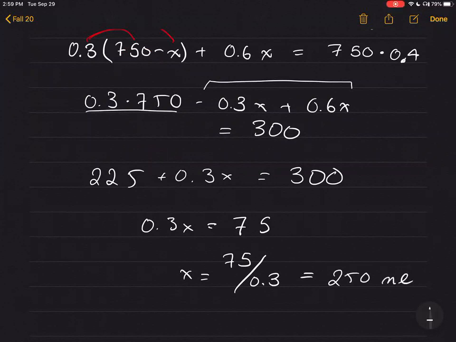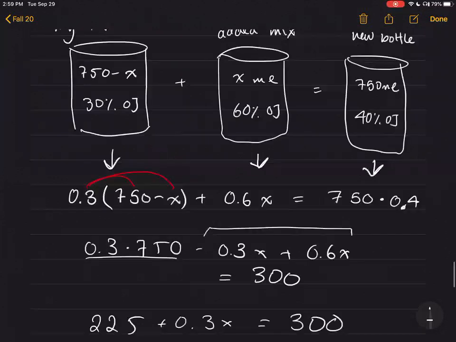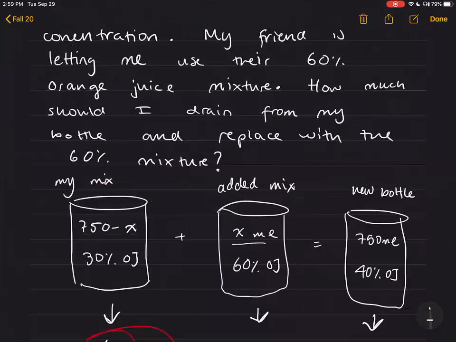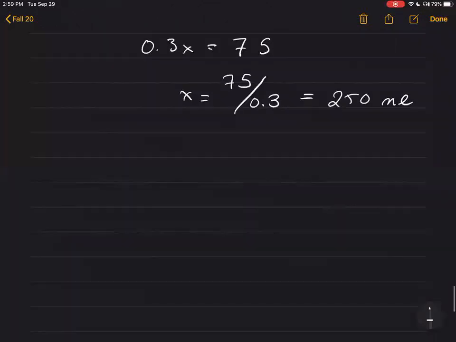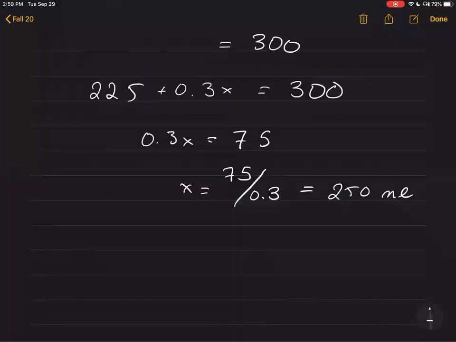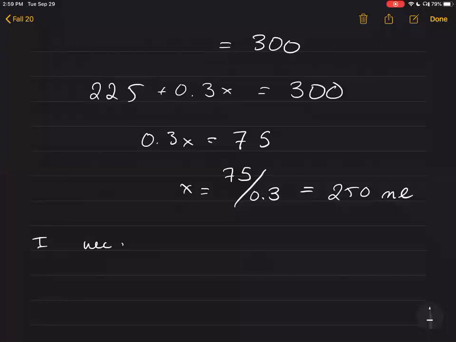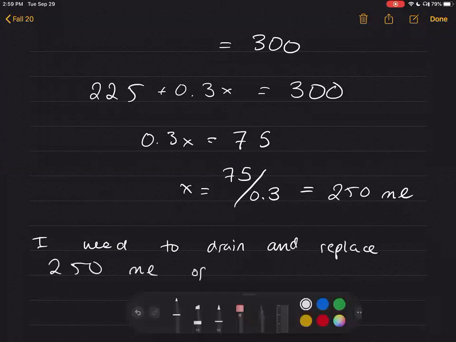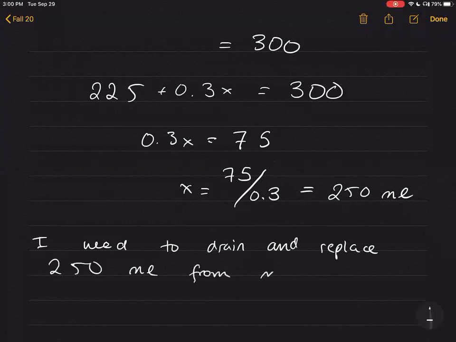So what was x again? Oh, let's scroll back up, and it's how much I needed to add, right? So it's how much I need to drain away and replace. So I need to drain and replace 250 milliliters from my bottle.